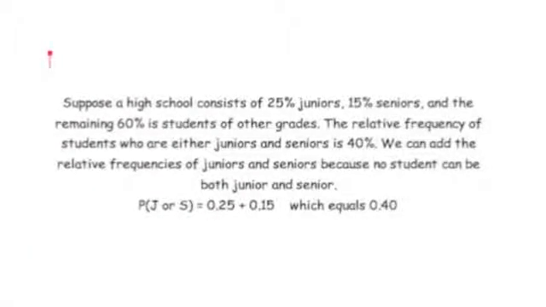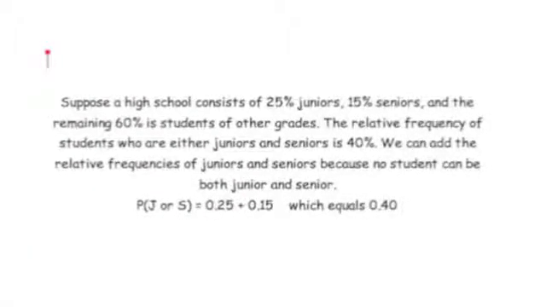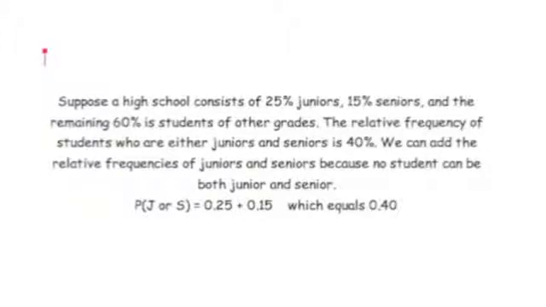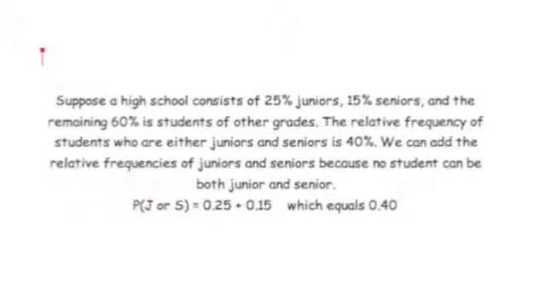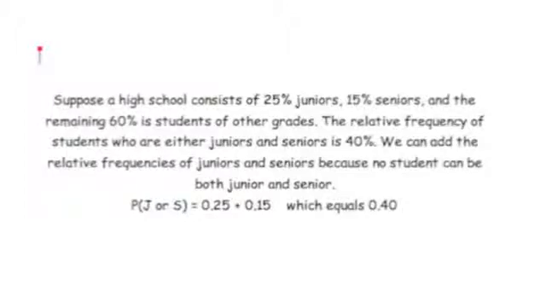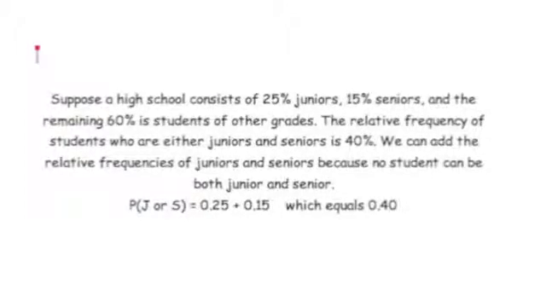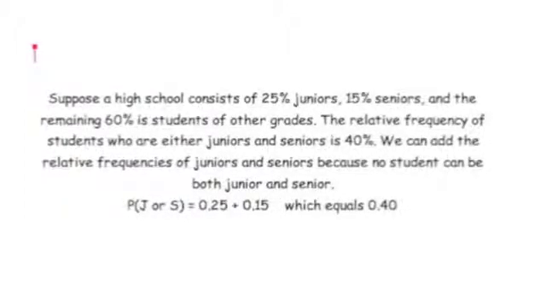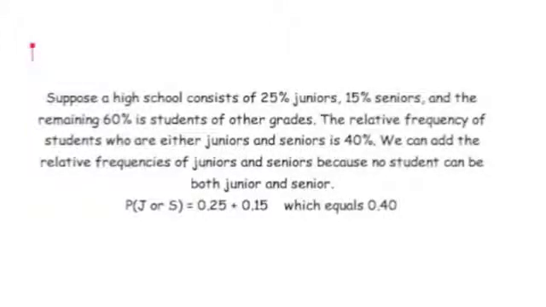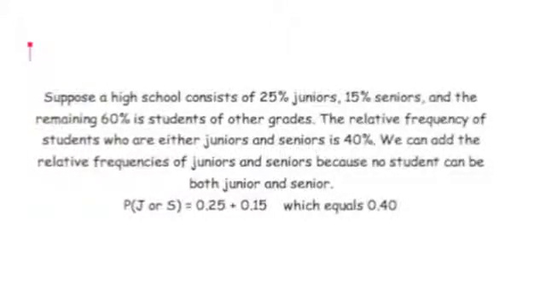Suppose a high school consists of 25% juniors, 15% seniors, and the remaining 60% is students of other grades. The relative frequency of students who are either juniors or seniors is 40%. We can add the relative frequencies of juniors and seniors because no student can be both a junior and a senior.